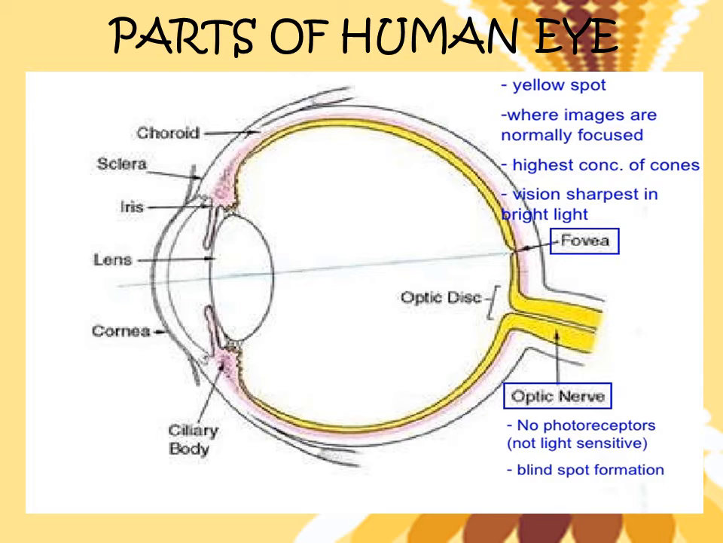Then is the blind spot. It is a region on the retina where the optic nerve enters the eyeball. It has no nerve ending and hence is insensitive to light. It does not seem to have any function. Any image formed on this spot is not visible.